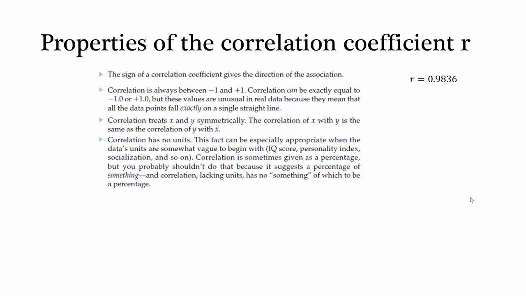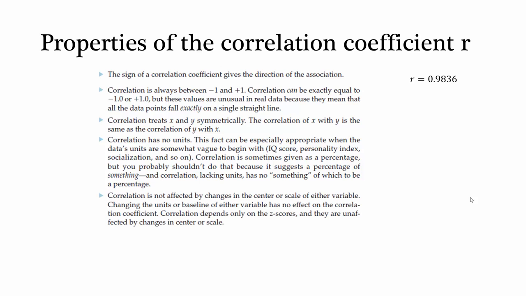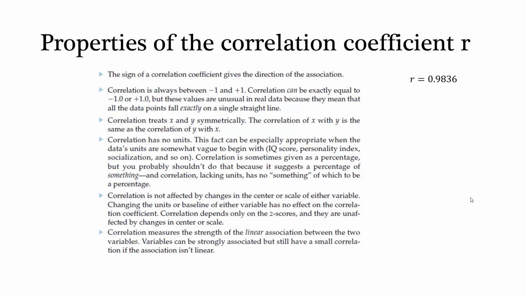The correlation coefficient is unitless. It has no units. And it's not affected by changing the units in the problem. So for example, the fuel consumption is measured in units per mile. If we were measuring the fuel consumption in units per kilometer, that wouldn't affect r at all.